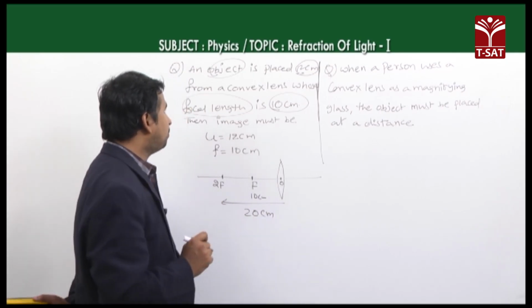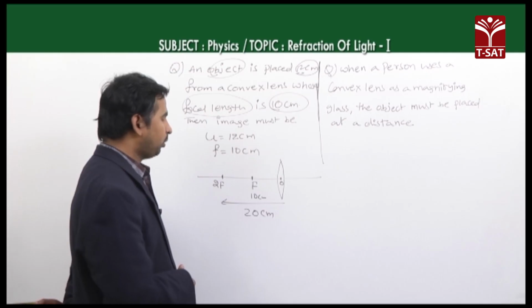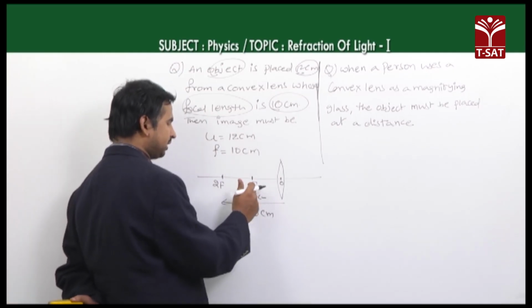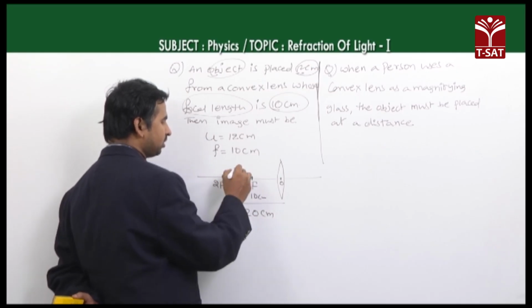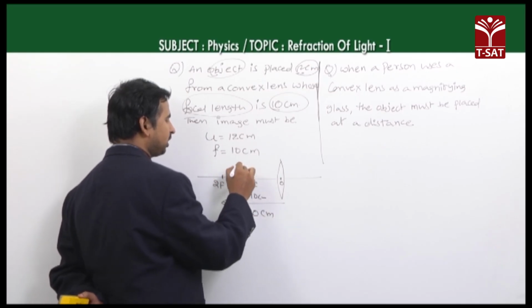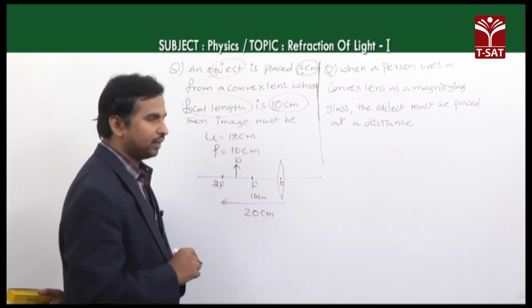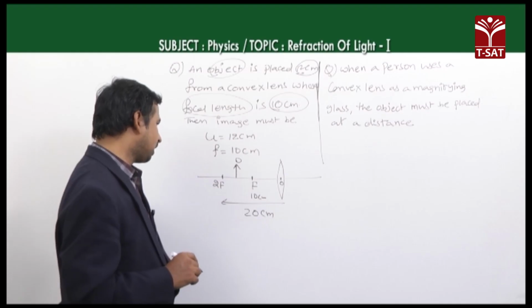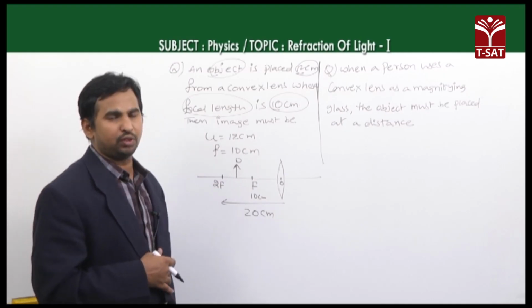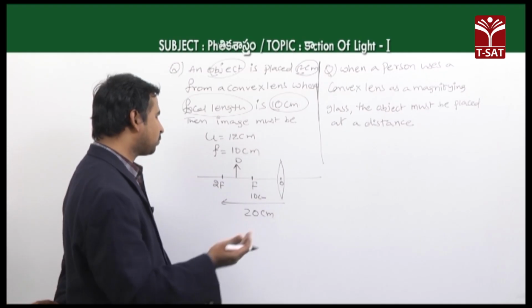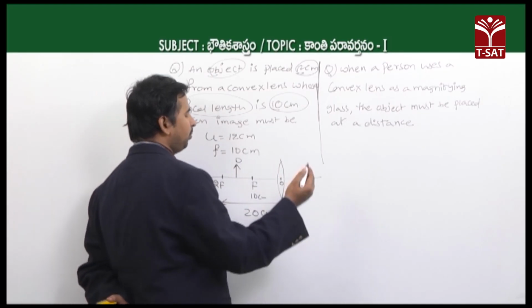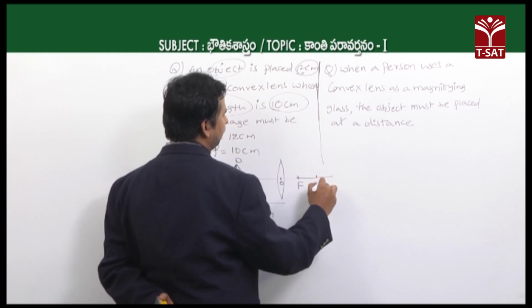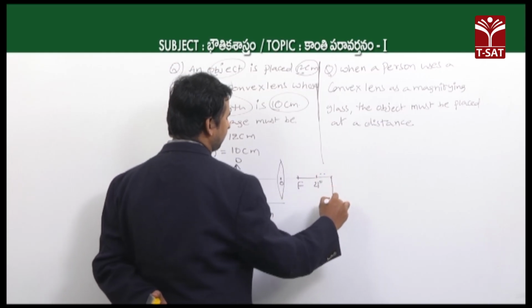Now the object is placed at 12 centimeters, which means it is in between 10 and 20. So the position of the object is in between f and C, or in between f and 2f. As the object is placed in between 2f and f, the image is formed beyond 2f, like this.